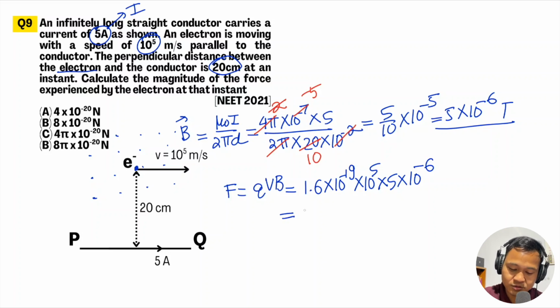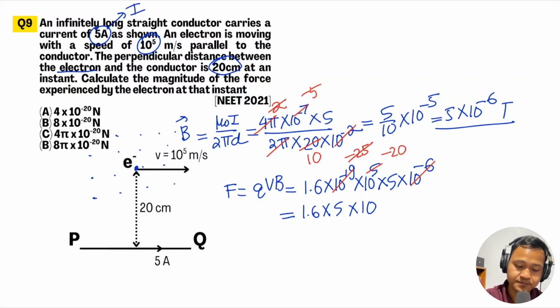So 1.6 into 5 into 10 power minus 19, plus 5, minus 6, that is minus 25 plus 5, which means minus 20. And 1.6 into 5 is 8. So the force is 8 into 10 power minus 20 Newton.